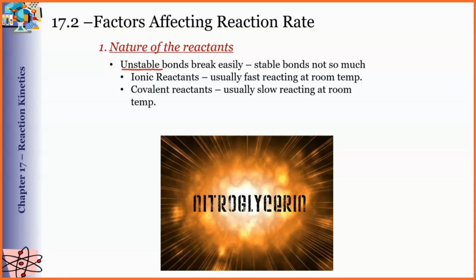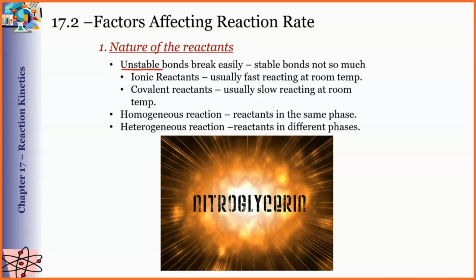Also, the type of reactants. Ionic reactants usually are faster reacting at room temperature, and covalent reactants usually are a little bit slower reacting at room temperature. If we think about ionic compounds like sodium chloride, it's a great example. If we place salt in water, it's going to break apart into the ions and react pretty quickly. A covalent reactant, maybe like glucose or sugar, is going to be a little bit slower to react versus the table salt.